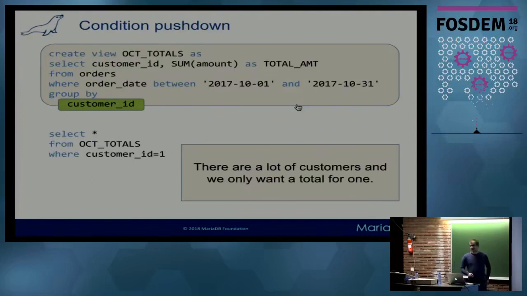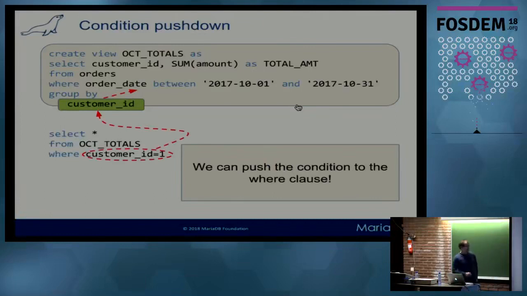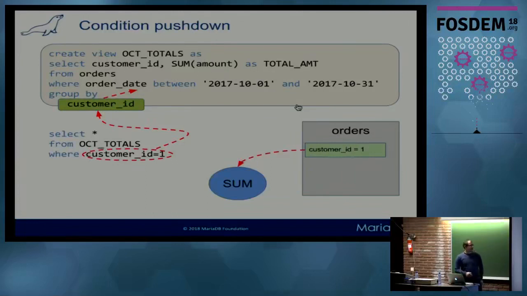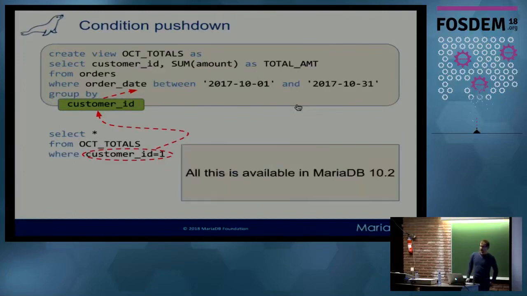All right, so we have lots of customers. We don't want to get all the totals, just for one customer. So we make use of this group by column here, and we identify this condition, customer ID, and we push this condition all the way to the where clause here, because we have this group by column here. So now, when aggregating, we only aggregate one customer. So we get only customer 1 orders, and then we sum those up. So instead of doing aggregation over the full data set, we just aggregate one customer. This optimization is available in MariaDB 10.2.